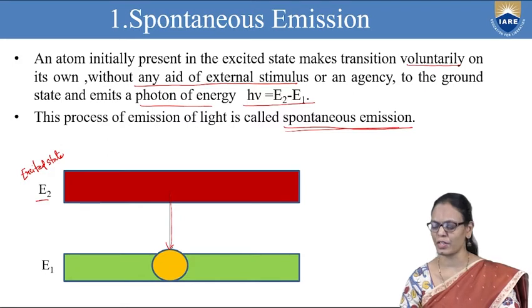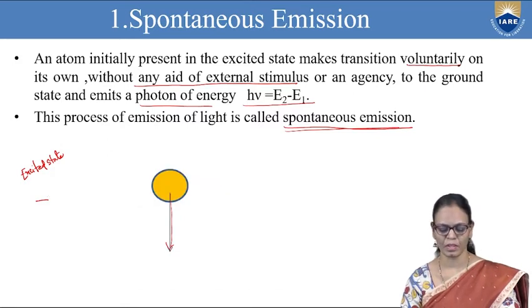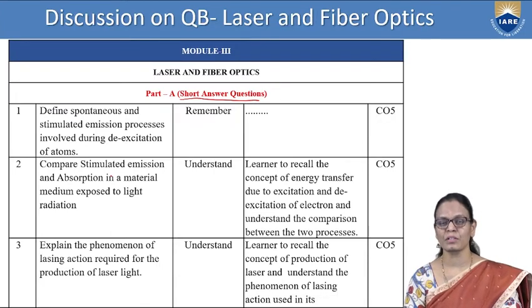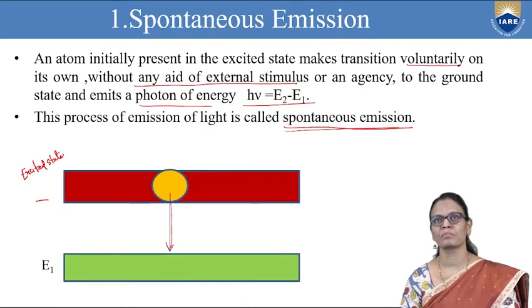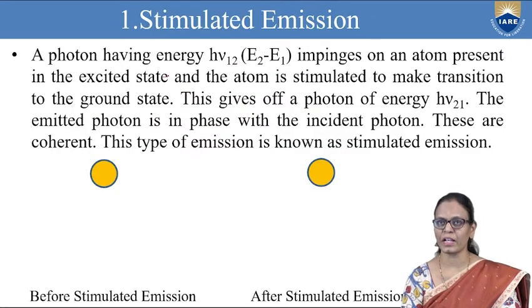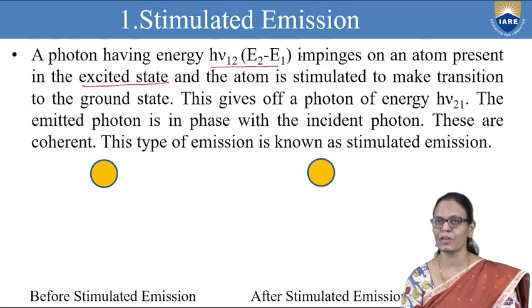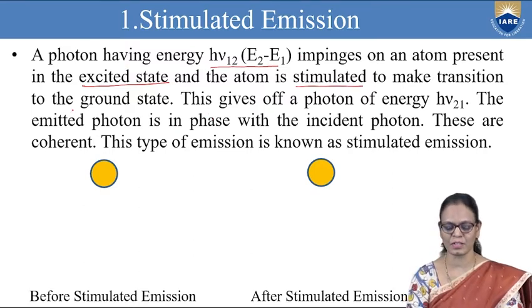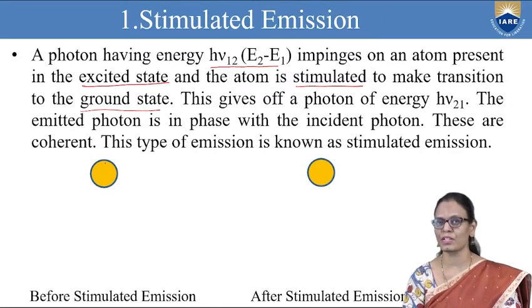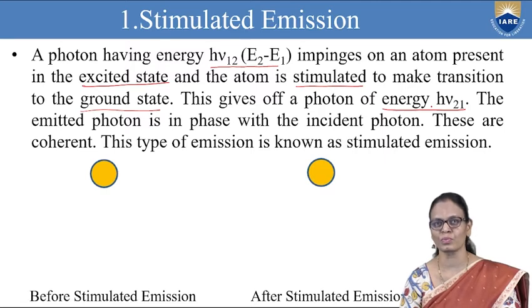Now after seeing spontaneous emission, we are going to discuss what is stimulated emission and then compare stimulated emission and absorption. So what is stimulated emission? A photon having energy h nu 12 impinges on an atom present in the excited state. So a photon is incident on it and stimulates it to make a transition to the ground state. Because of this stimulation, it gives off a photon of energy h nu 21. The emitted photon is in phase with the incident photon and they are coherent. This process we call stimulated emission.